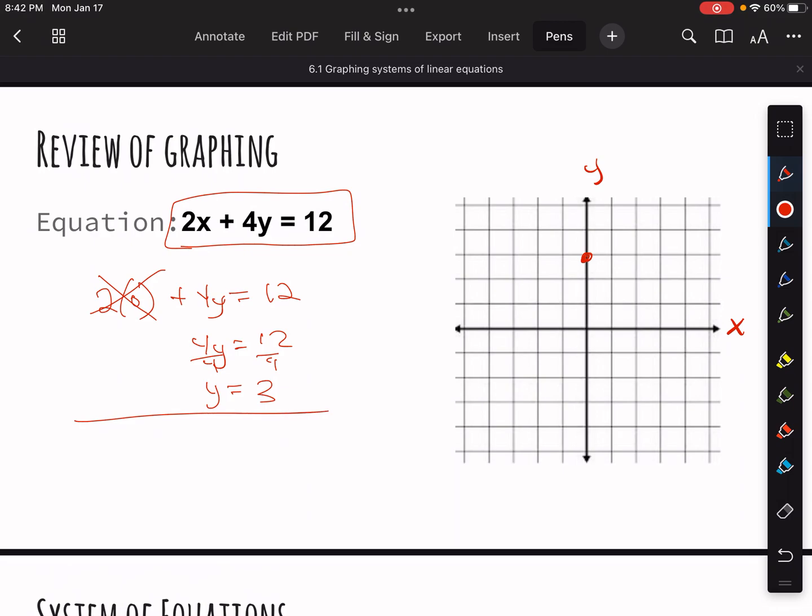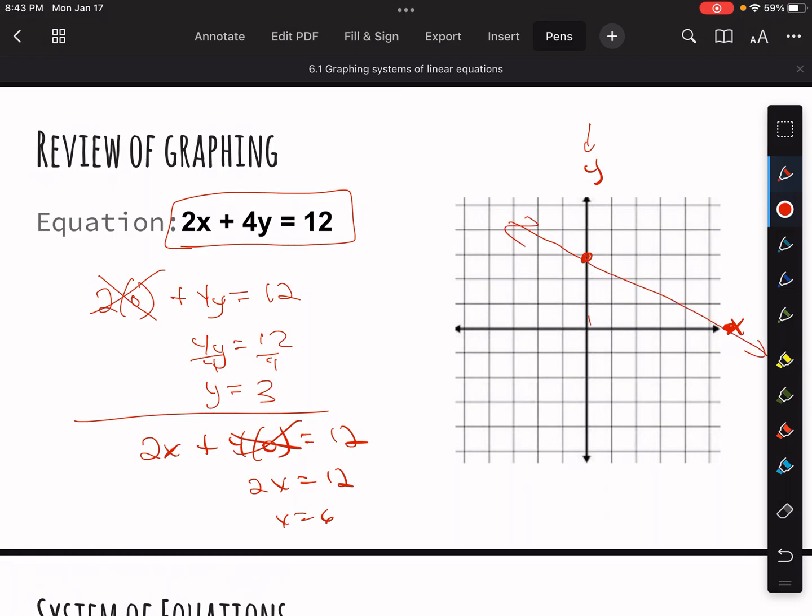Then I like to plug in a 0 for my y. So I can say 2x plus 4 times 0 equals 12. This just goes away because 4 times 0 is 0. I'm left with 2x equals 12, so x is equal to 6. So when the y value is 0, the x value is 6. 1, 2, 3, 4, 5. It doesn't look like there's enough room here, so 6 is somewhere over here. And there's your line. You connect the two dots, you've got a line.